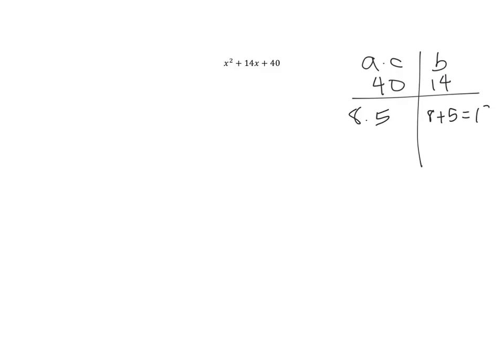So we're going to do the same process as before, a times c and b. Now a times c is 40, b is 14, okay? On the left side, we're going to list our factors of 40, and that's two numbers that multiply to be 40. For me, the first one that comes to mind is 8 times 5, that's 40. And on the right side, we are going to add those two. That's 8 plus 5, and that equals 13.